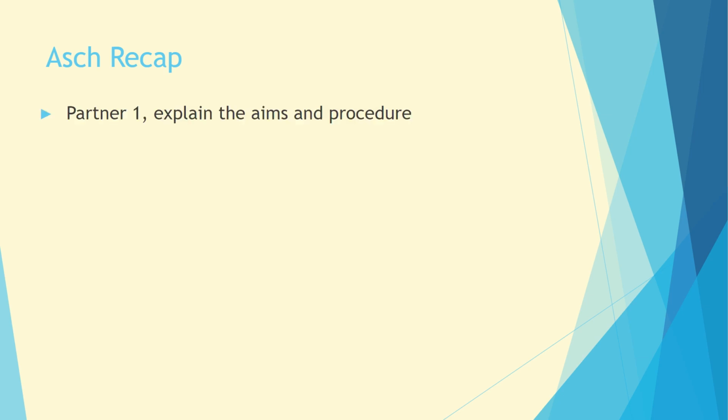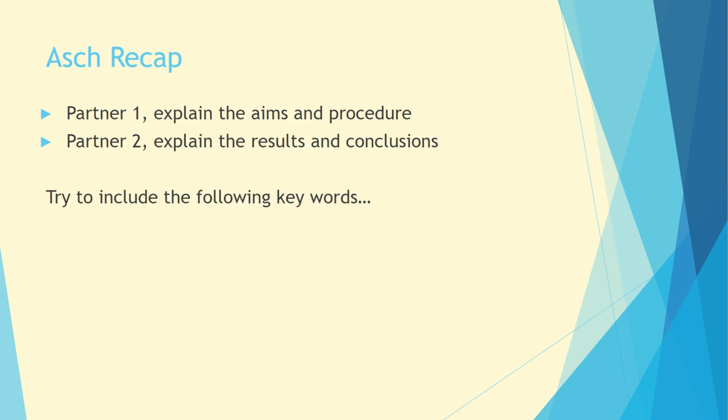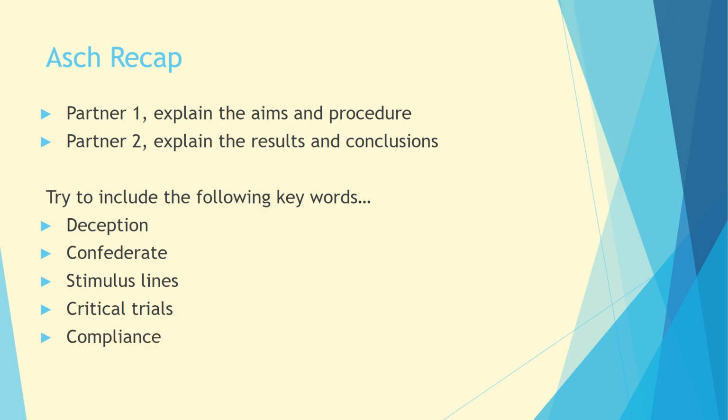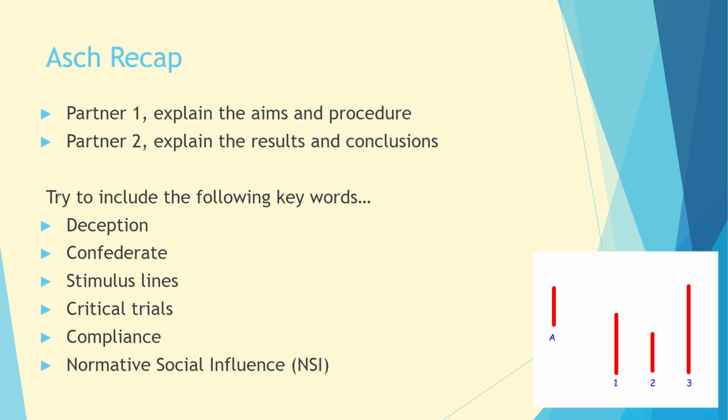Okay, as a recap on Asch's experiment, I've set this up, obviously these are the slides which I use for a lesson, so I would have people get into pairs, and partner 1 explain the aims and procedures, and partner 2 explain the results and conclusions. Obviously, if you're watching this alone, see how much you can remember of the aims, procedure, results, and conclusions of Asch's research. As a challenge, try to include the following keywords: deception, confederate, stimulus lines, critical trials, compliance, and normative social influence. See if you include all of those words in your recap.